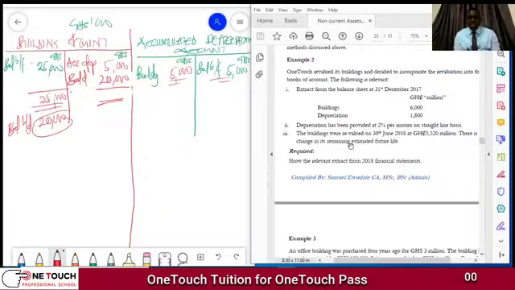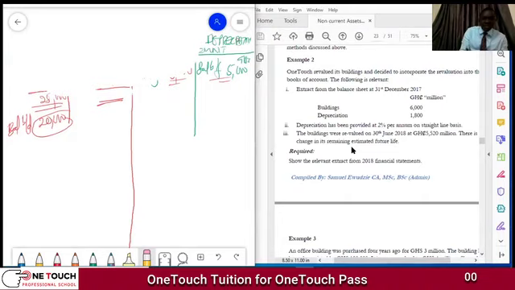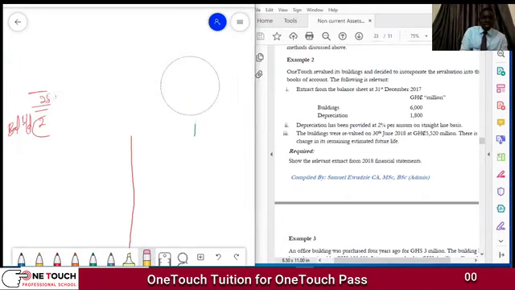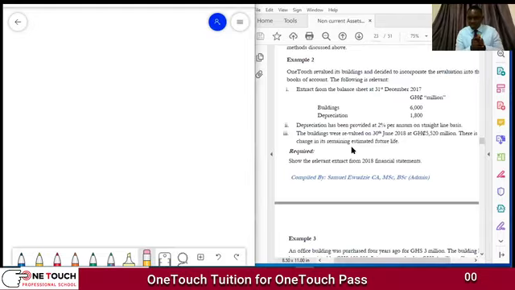Good. How do we go about this? So first, we need to determine the number of years that the asset has been depreciated. Because if you know the number of years, we'll understand what they mean by no change in its remaining estimated future life. And we have to show the extract from the 2018 financial statement, and 2018 ends in December.